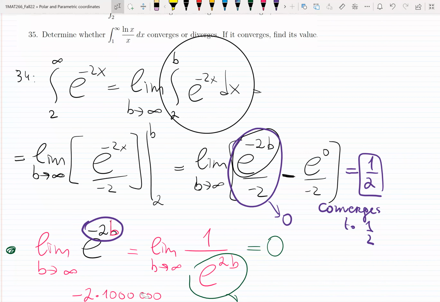Should the lower limit of the solved integral be e to the minus 4 over 2? Sorry, it's kind of hard to do it over text. I see what you mean. Yeah, because it's 2 to b.